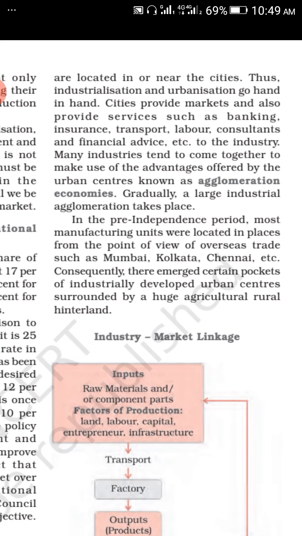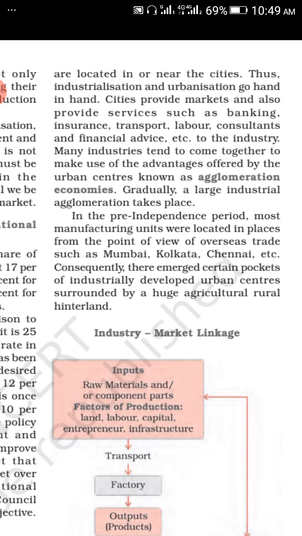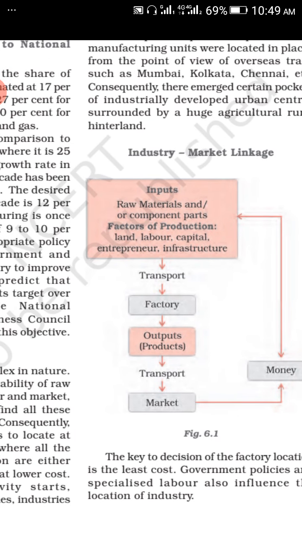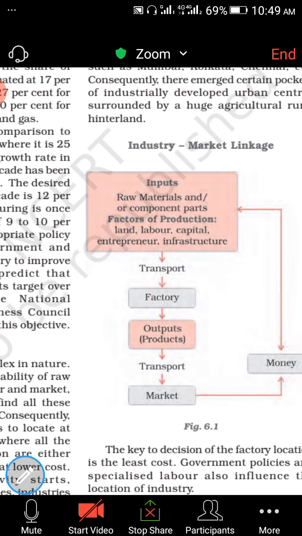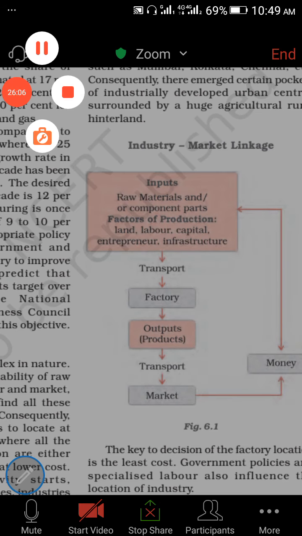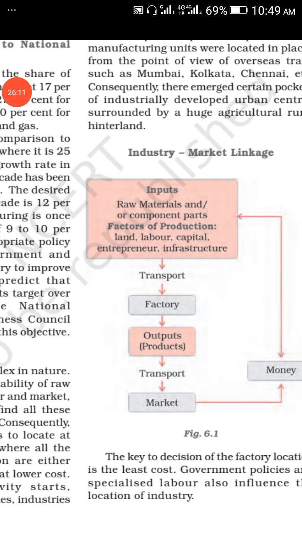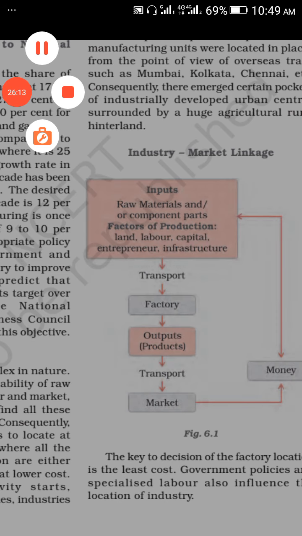And you have the examples of Mumbai, Kolkata, Chennai. I have told you the example of Delhi because this is the important one. So I think you easily understand about industries, and you should also do this work. You have to write the question and answer and send it to me, maybe on the Google form or maybe on WhatsApp.